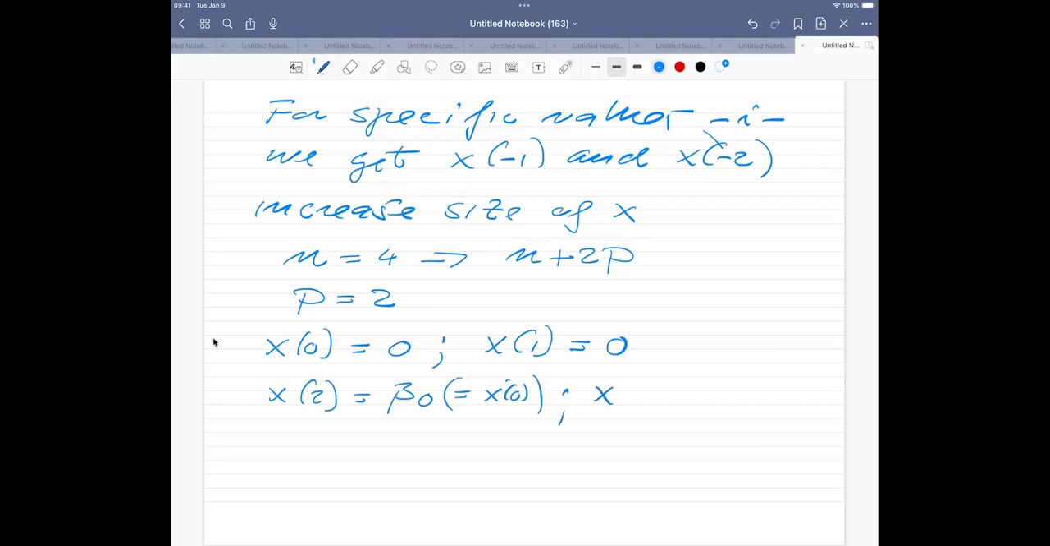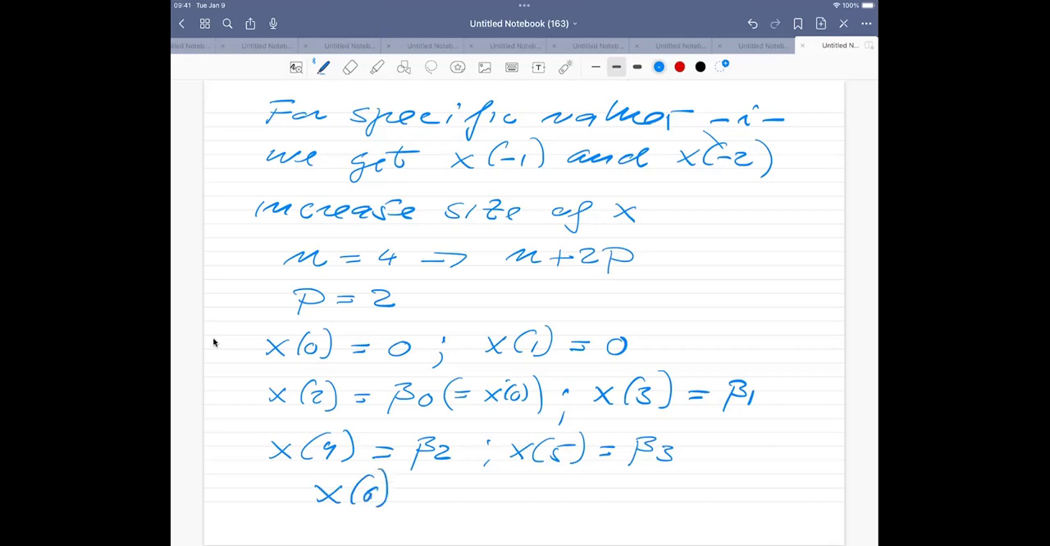Then I define my x3. These are the specific values which we had previously. I have my x4, which is then equal to beta 2. Then I have my x5, which is going to be equal to my original beta 3. But then I have an x6 and an x7, which I'm going to put to 0. So I've added two elements at the two endpoints.